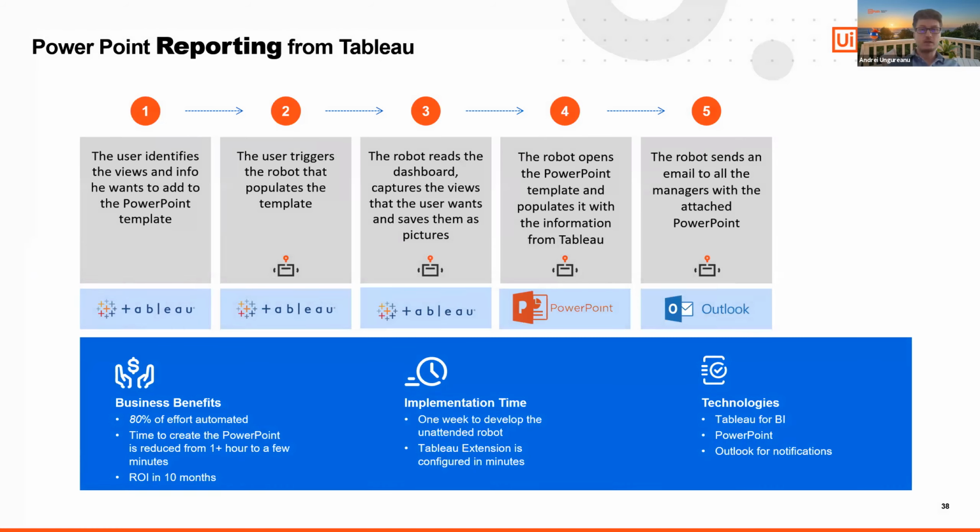As I mentioned, the robot would read the dashboard it's pointing to, capture the views that the user wants, and save them as pictures. Once this is done, the robot would go to step number 4, open the PowerPoint template, populate it with the information from Tableau, and do the formatting according to how the user wants. After all of these steps are done, the robot can also send an email to all the managers or users that the end user wants, and attach the PowerPoint.